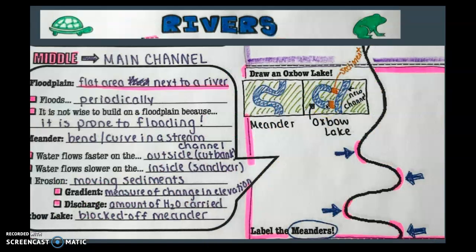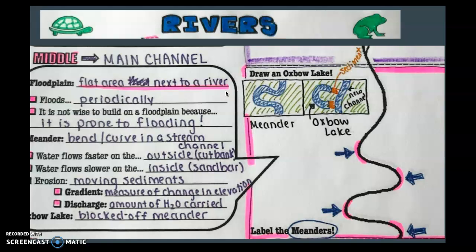The next part of our river is called the middle or the main channel. Our floodplain here is a flat area next to a river. Now, a floodplain will flood periodically, not very often, sometimes once every 100 years or 500 years or 1,000 years. It's not wise to build on a floodplain because it's prone to flooding.